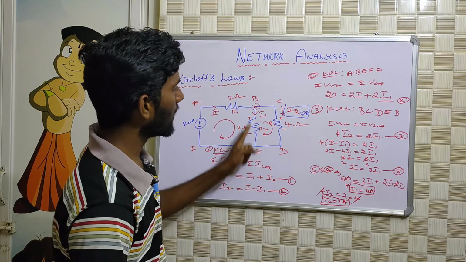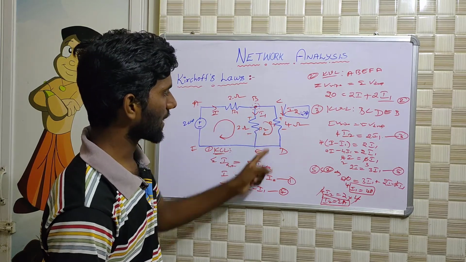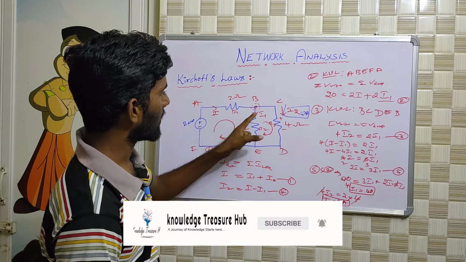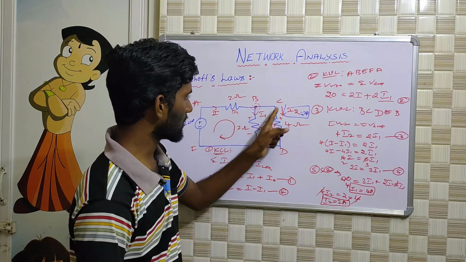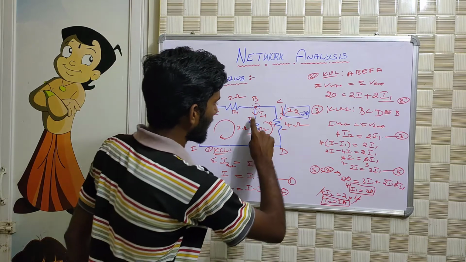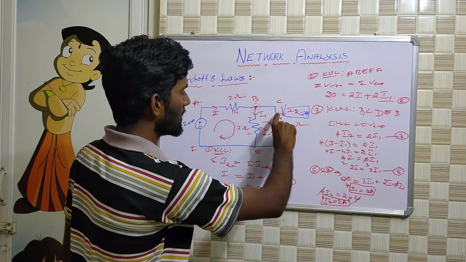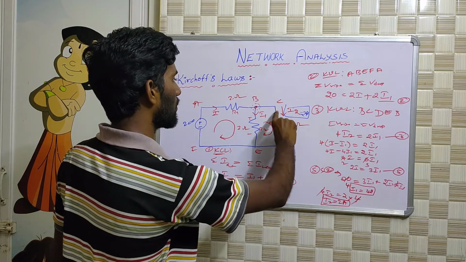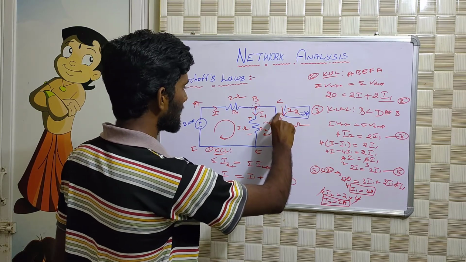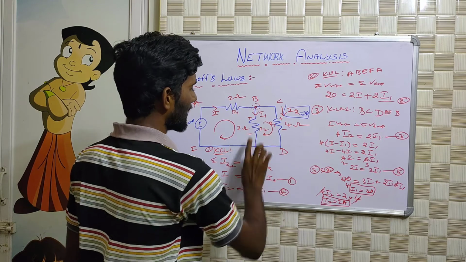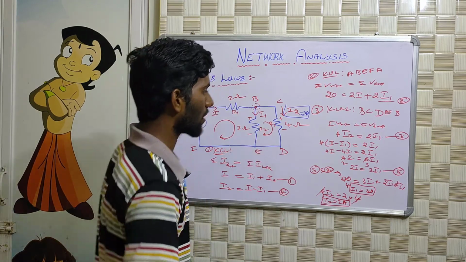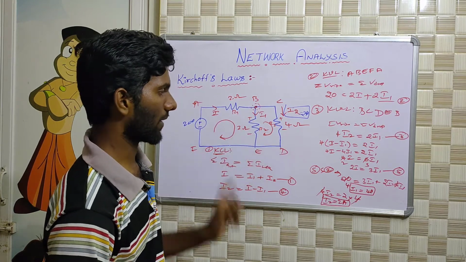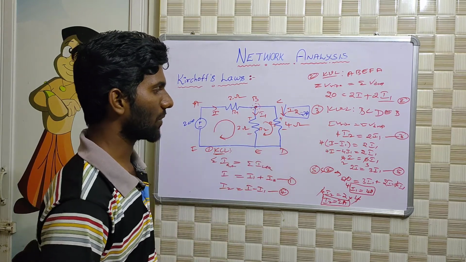So next we applied KVL across this second path, B, C, D, E, B. So here current is in this direction, here also in this direction, but we are applying KVL in this direction. So this is entering in positive, this is entering in negative, this is entering in positive. So we consider this as V rise, and since it is entering in negative, this as V drop. So 4I2 is equal to 2I1. So that is equation number 3.